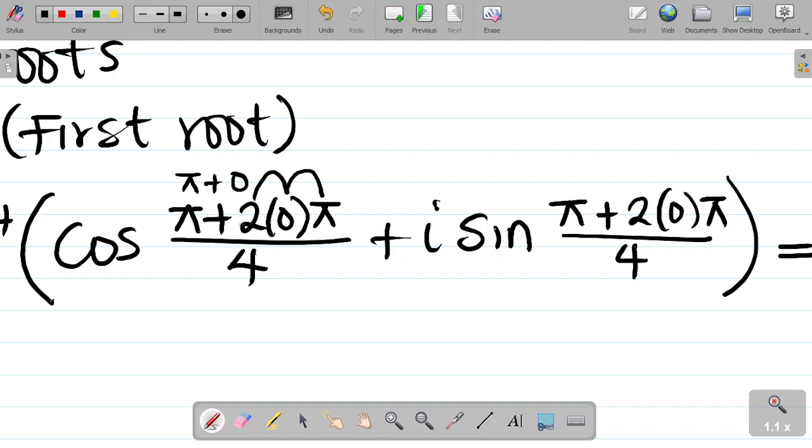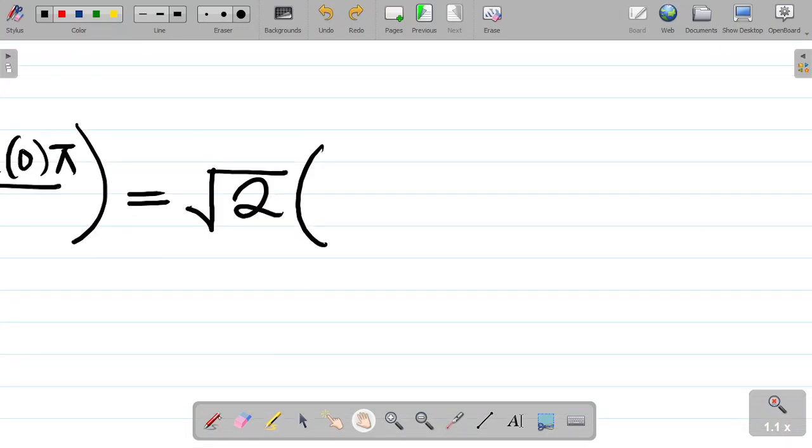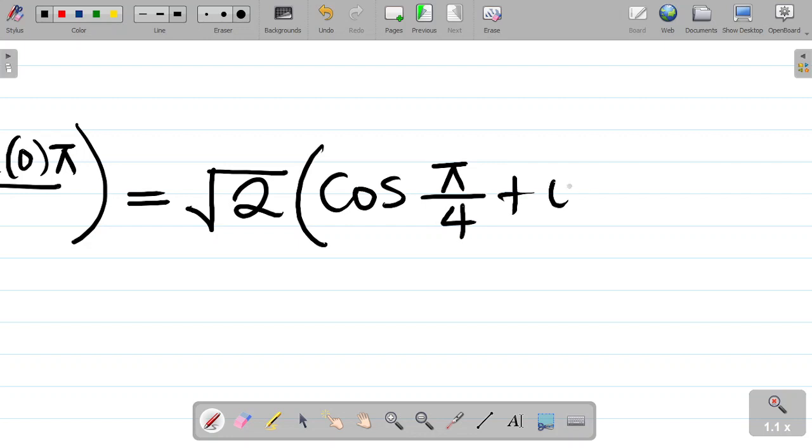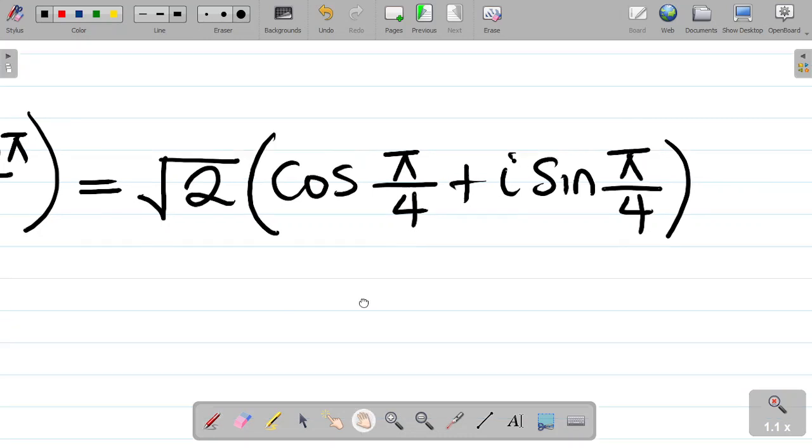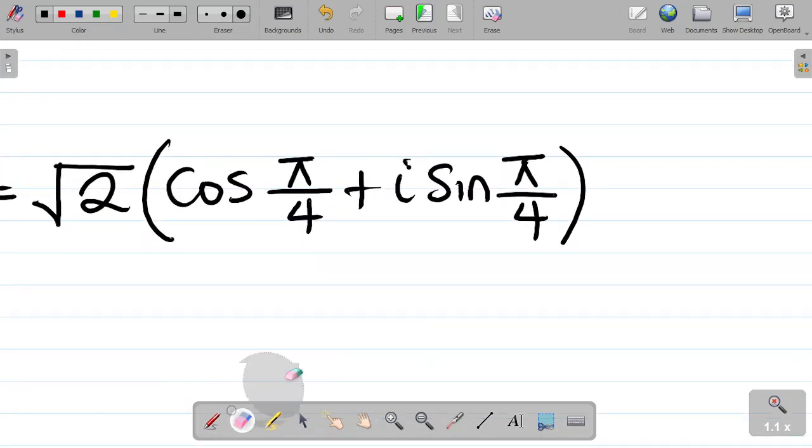Pi plus 0 gives you what there? Pi all over, of course, all over 4. So if you simplify the numerator, you have pi, then all over the denominator, which is what? 4. All right. So you now have this as cos pi all over 4 plus I sine pi all over 4. You have this. Let's simplify further.